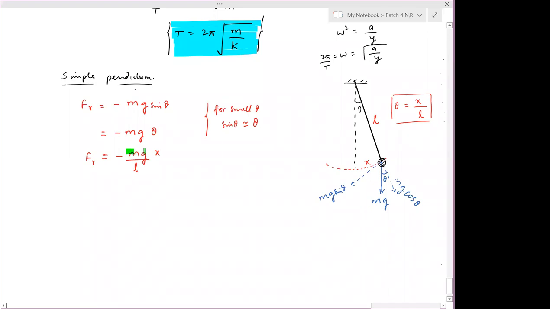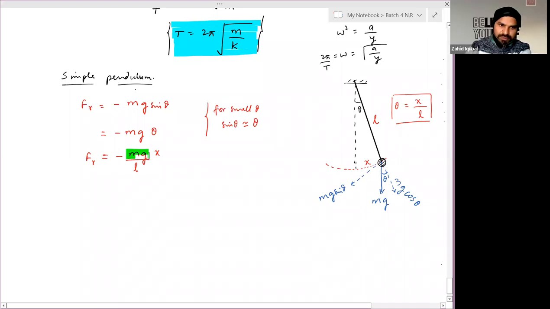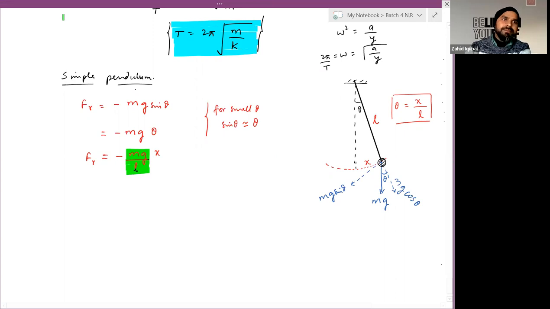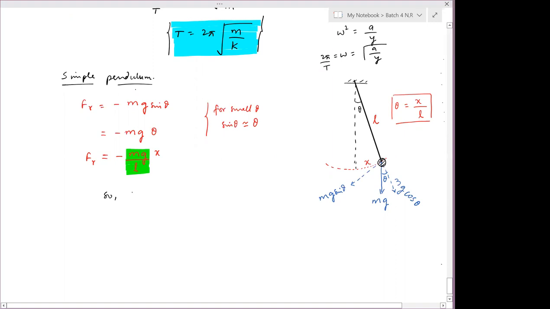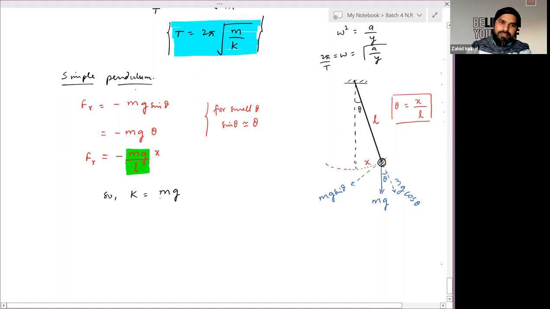Now, the coefficient of x in this restoring force is mg divided by L. So it will act as the spring constant for this part. Is it clear? Yes, sir. So on comparing, we can say the spring constant is equal to mg by L.